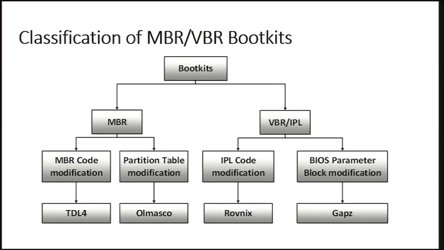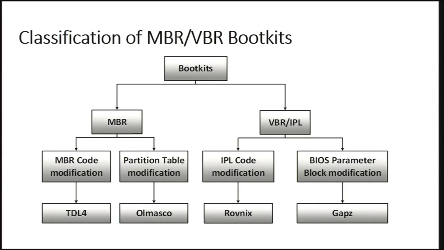And here is the classification of the MBR and VBR bootkits. Generally, they can be split in two parts. The first one involves modification of the MBR, where the second big group involves tampering with the VBR or IPL. The first group, in turn, may be split in two subgroups. The first one involves MBR code modification. The other one is partition table modification.